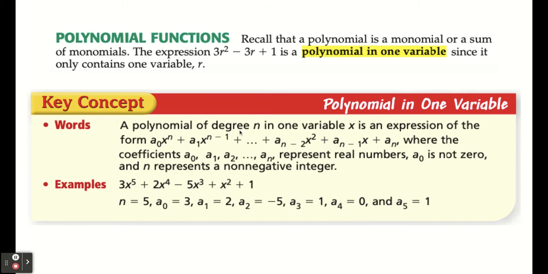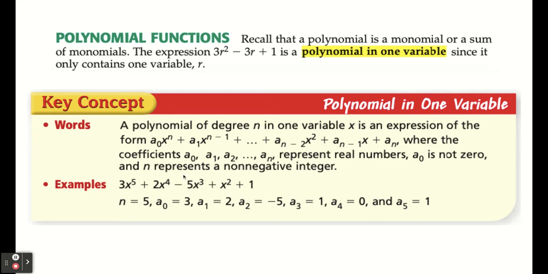So a polynomial of degree n in one variable x is an expression of the form a sub 0 x to the n plus a sub 1 x to the power of n minus 1, and so on, where all the coefficients, a sub 0, a sub 1, a sub n minus 2, a sub n, are all real numbers, okay? And n represents non-negative integers. So basically all the exponents are positive, and these leading coefficients are all real numbers.